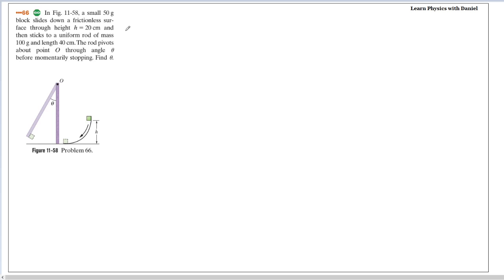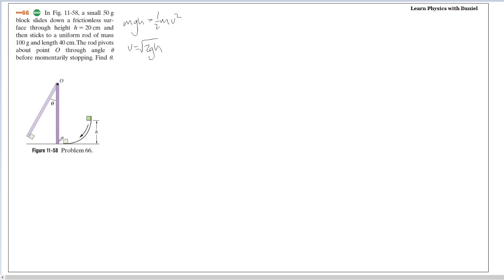This is a relatively simple one. We see initial gravitational potential energy of mgh, and we have a final kinetic energy of half mv squared. So we can see that v is the square root of 2gh, which should look pretty familiar.